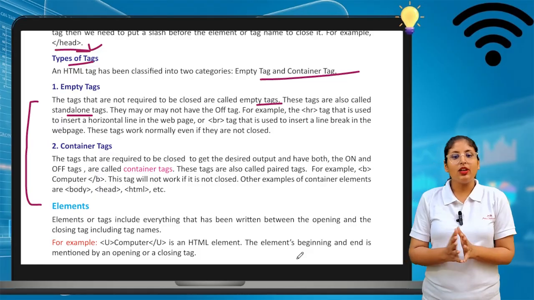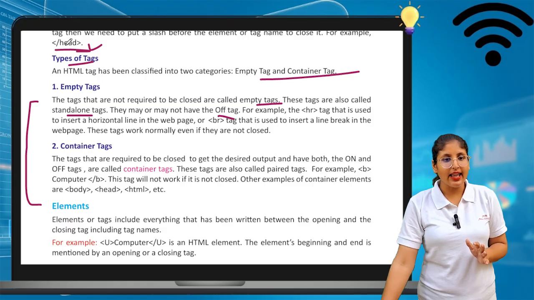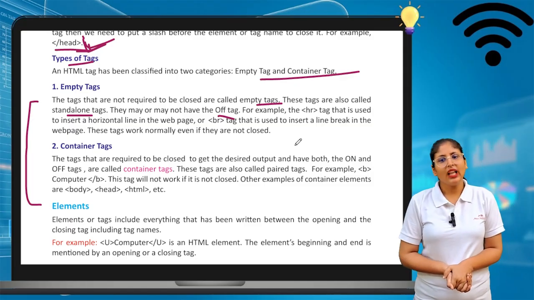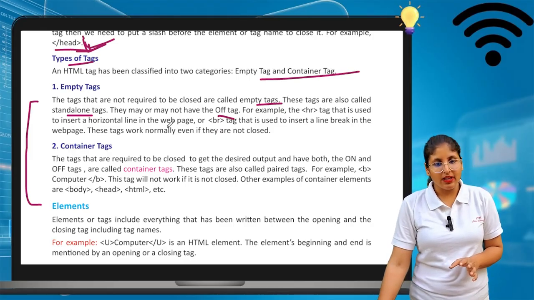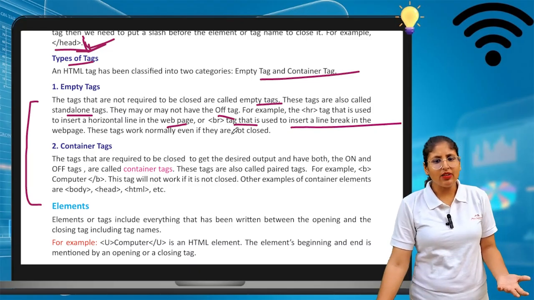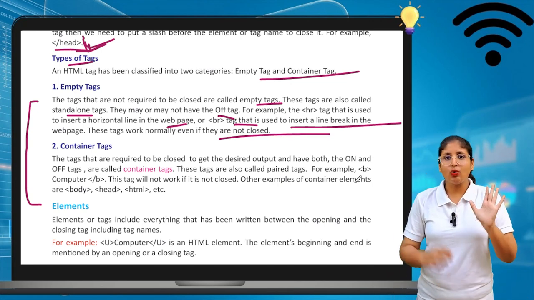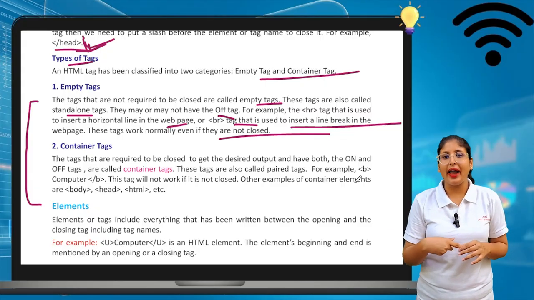They do not have an off tag, meaning a closing tag. Like head has a closing tag, but these do not need any closing tag. For example, the HR tag is used to insert a horizontal line in web pages, and the BR tag is used to insert a line break. These tags work normally even though they are not closed. You do not need to add any slash.